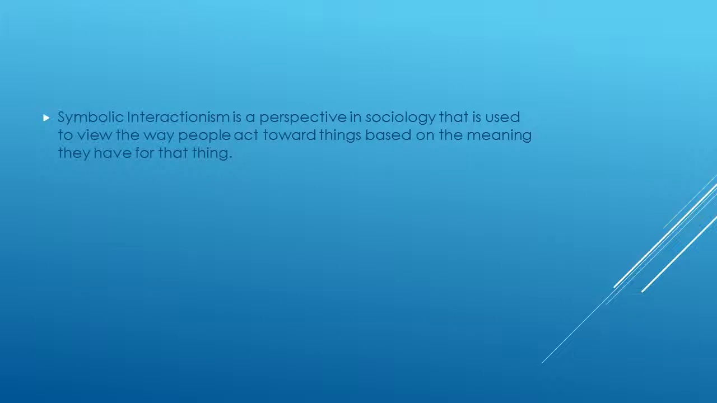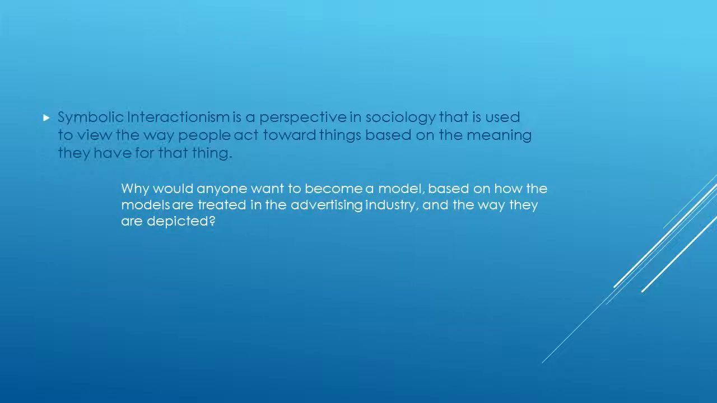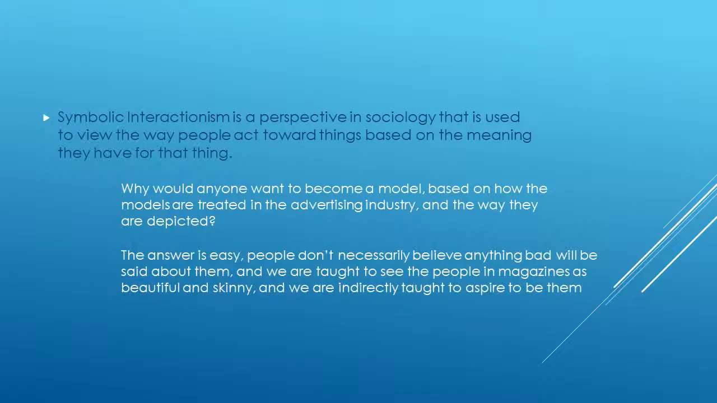Again, symbolic interactionism is a perspective in sociology that is used to view the way people act toward things based on the meaning they have for that thing. So why would anybody want to become a model based on how the models are treated in the advertising industry and the way they are depicted in the ads? Well, it's simple, because people don't necessarily believe that anything bad will be said about them or that they will be treated badly. But we are taught to see the people in magazines as beautiful and skinny, and we are indirectly taught to aspire to be them. That's the social norm, to be like the people in the ads, and it's seen as deviant if we don't want to be like them.